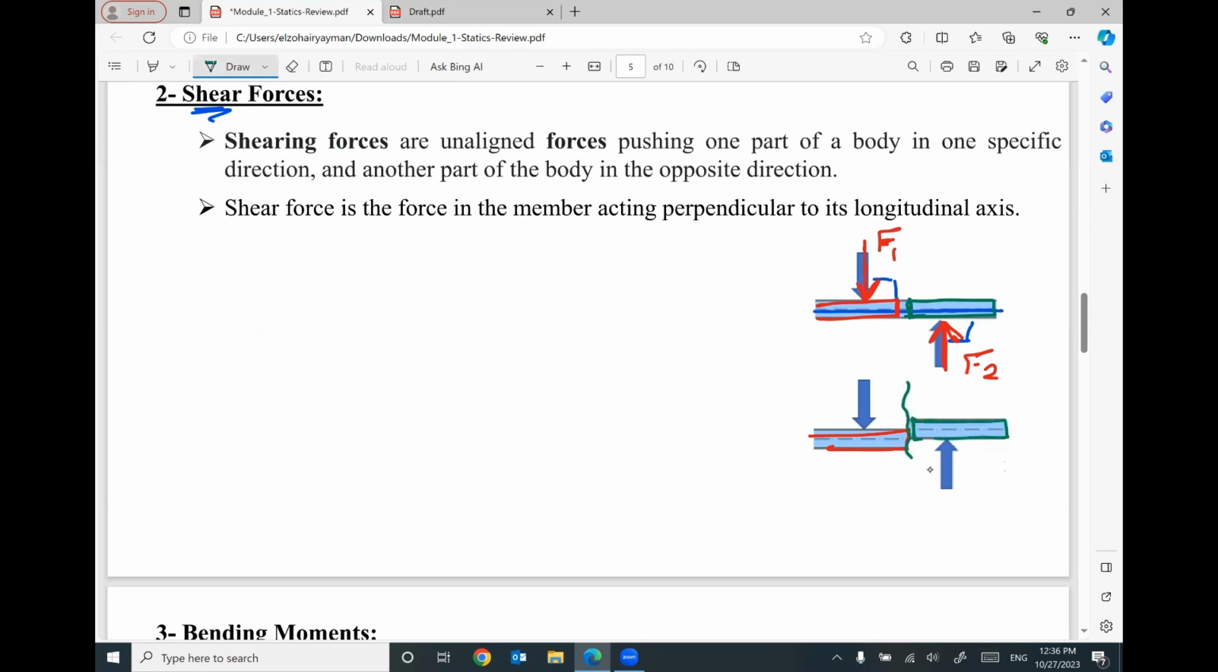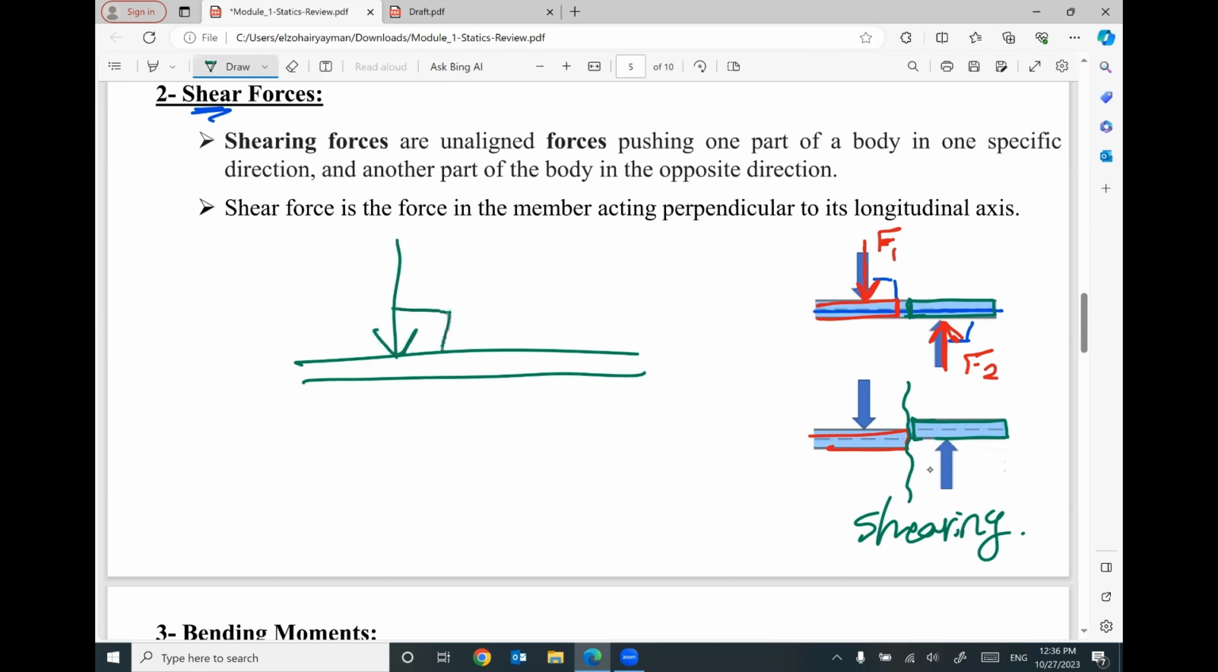In between, we should expect shearing. This is the effect of shear force on the beam. So keep in your mind, when your beam is under the effect of perpendicular forces, these forces will cause shearing of the beam.